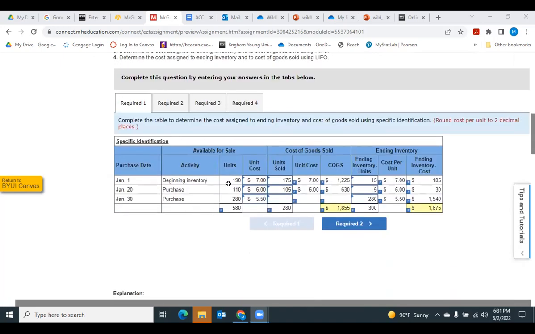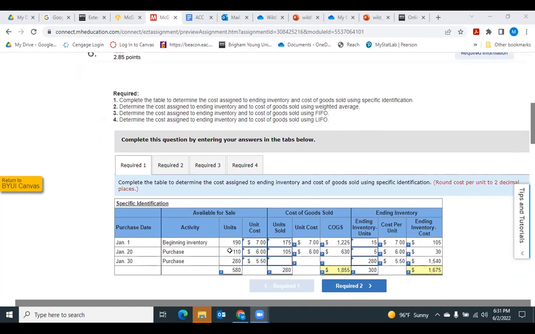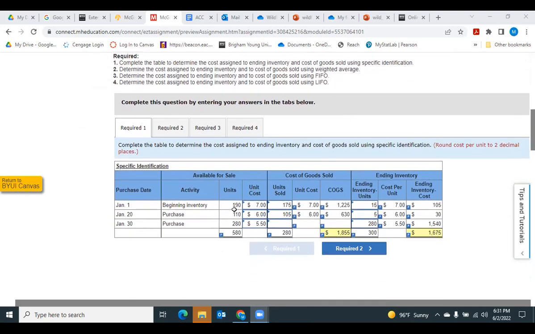So for this available for sale, we're really just copying this same information right here, right? 190 units at $7. So if there was 15 left over, then we must have sold 175 of those. We purchased 110 here on January 20th. So it tells us there's only five left from the January 20th purchase. So we had 110 at $6. If there's only five left over, what I do on these is I jump over to the ending inventory and fill this in with that information, and then subtract ending inventory from available for sale, which will tell me the number of units I actually sold. Does that help? I think, like you said, you would have figured that out already, but. Yeah, no, that helps a lot. Thank you.